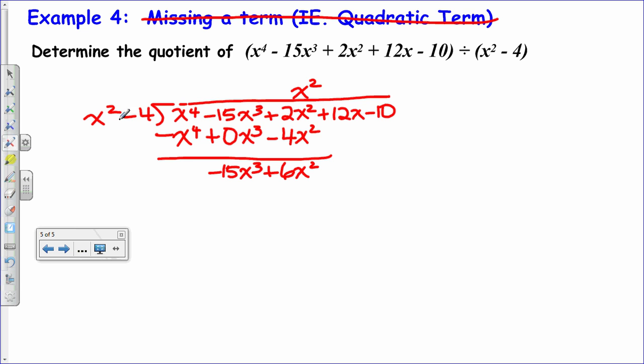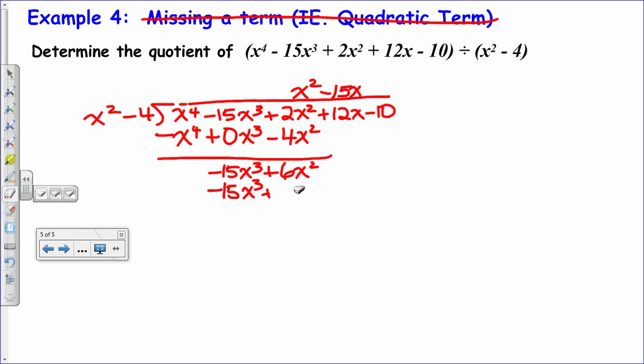And then how does the x squared become negative 15x cubed? We multiply it by minus 15x, and again, lining up the linear term there. So we get minus 15x cubed. And then minus 15 times negative 4 is positive 60x. And what did I do here? I made a mistake. Let me erase that.